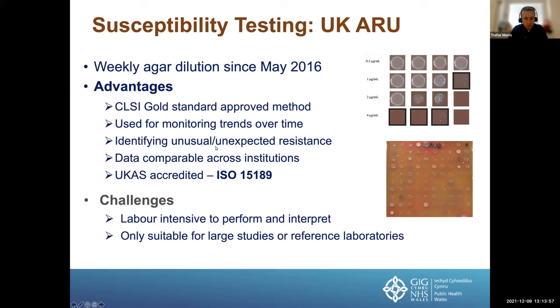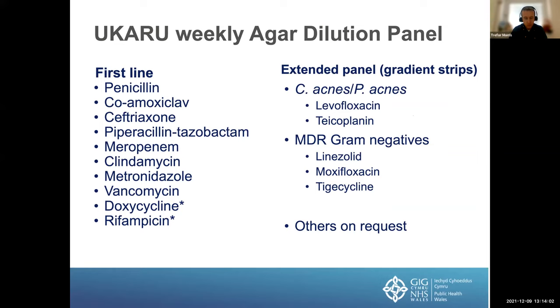Currently our panel, which may be more UK focused than anything else particularly. The first line that we test on all strains is a combined panel, and obviously we don't report the vancomycin for the gram negatives, but for ease of actual processing, this is the panel that we have put together. We have an extended one for Cutibacterium, Propionibacterium acnes, and then we add additional agents there for the multi-drug resistant gram negatives that we often encounter or are referred to us, and we can do others on request.